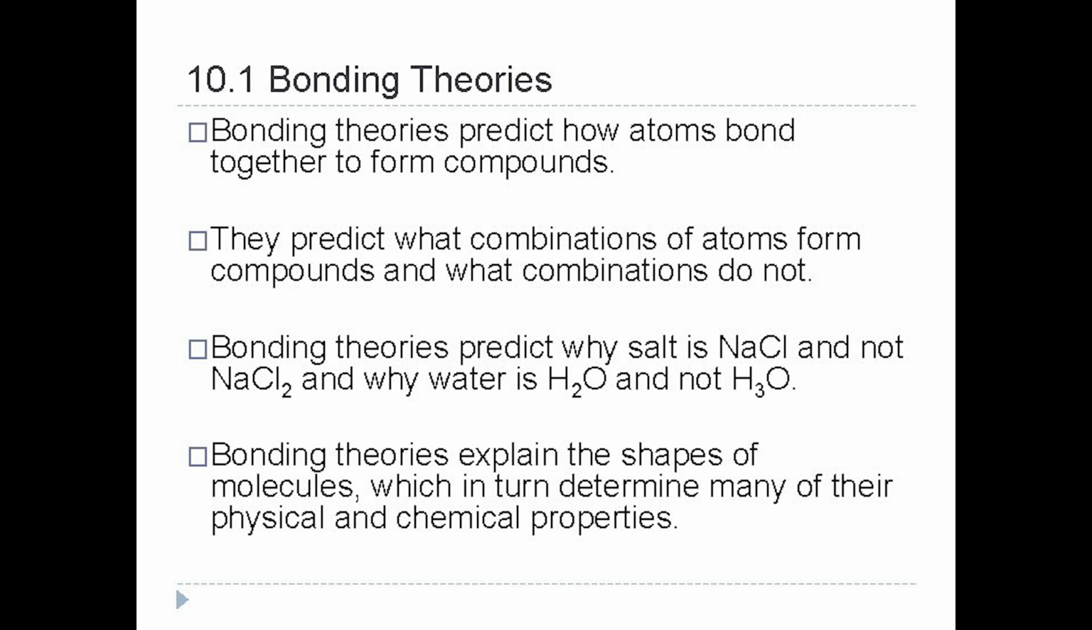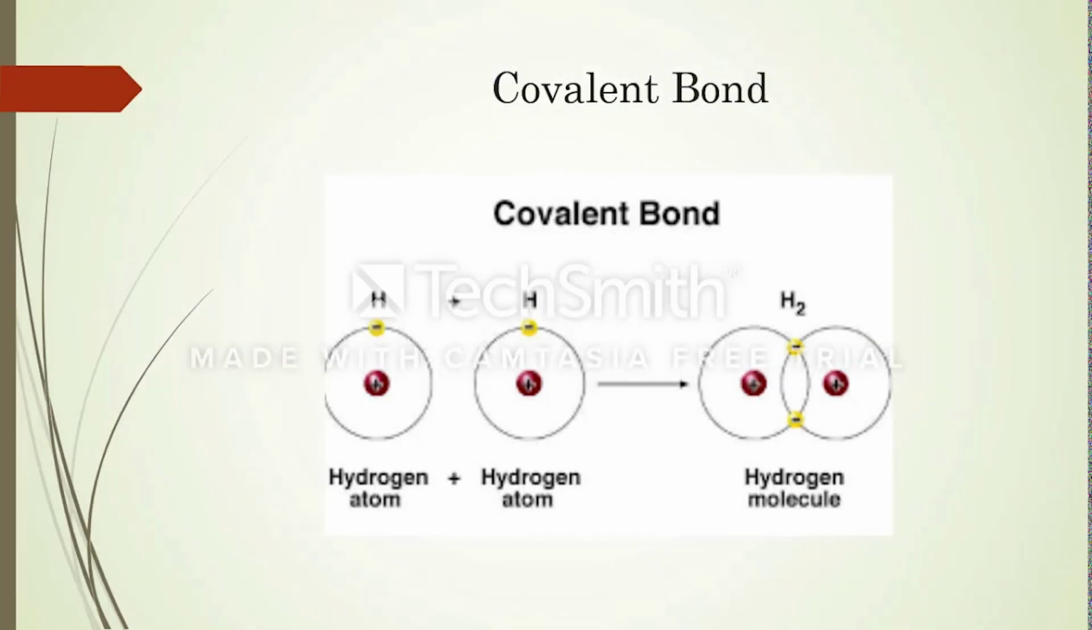Over the centuries, scientists have developed different models and theories to explain the nature of these bonds, with the most prominent ones being ionic, covalent, and metallic bonding. These theories have evolved as our understanding of atomic structure, electron behavior, and molecular interactions has deepened.